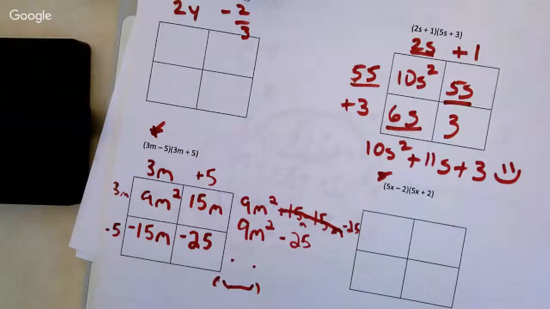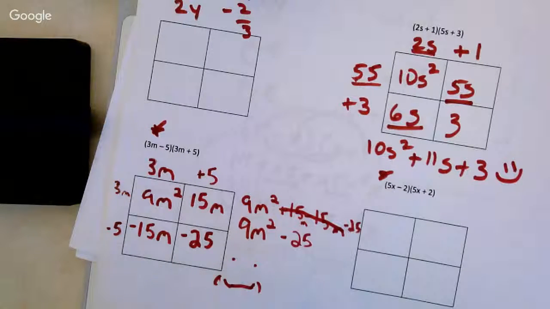Reyes, brother, explain what you got, sir. Well, I got 9m squared plus 15m minus 15m minus 25. And then the like terms, the 15m's, cancel each other out. And I got 9m squared minus 25.